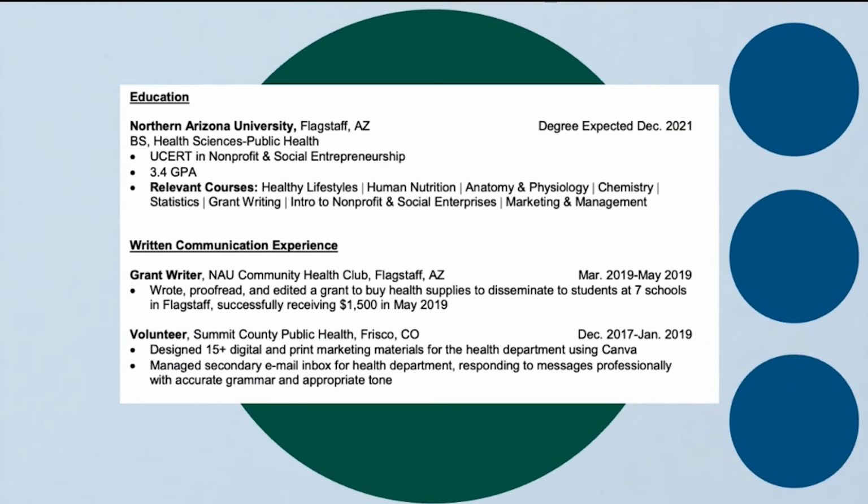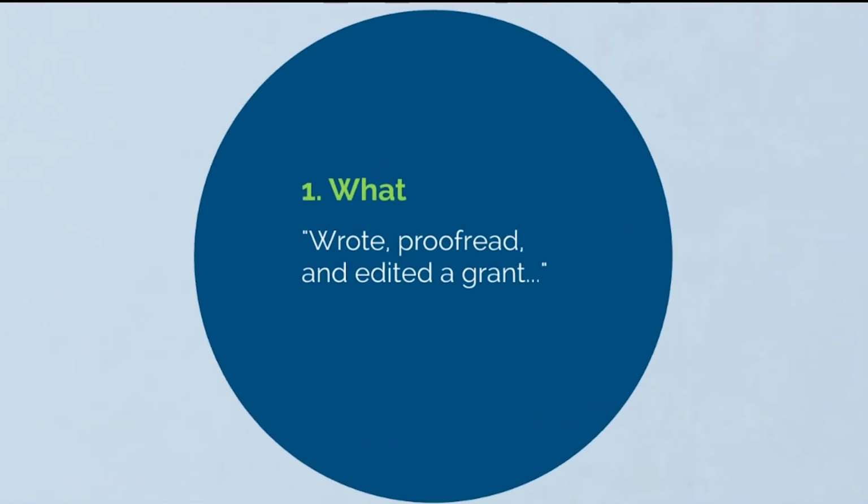Let's take a look at an example of an effective accomplishment statement on a student resume. In this example, Donovan worked as a grant writer at the NAU Community Health Club. How did he apply the what, how, and why when describing his accomplishments at this job? He wrote the what by stating, wrote, proofread, and edited a grant. Here, he begins with that action verb and describes the task. It's a good start, and this is where we see most students stop.